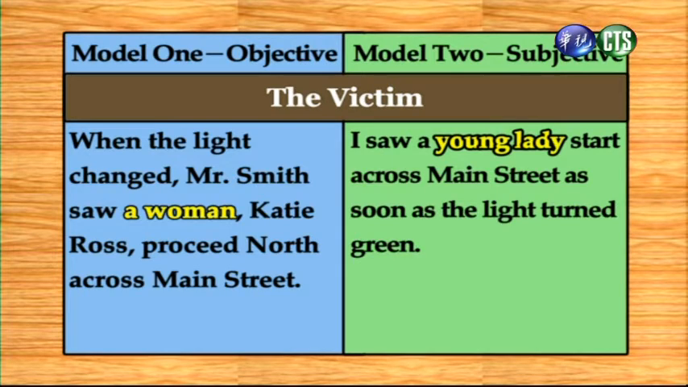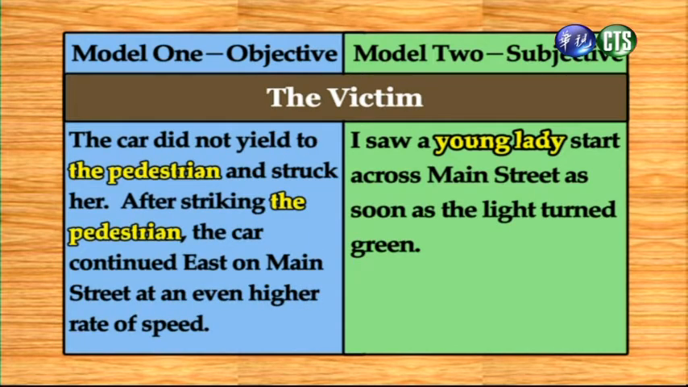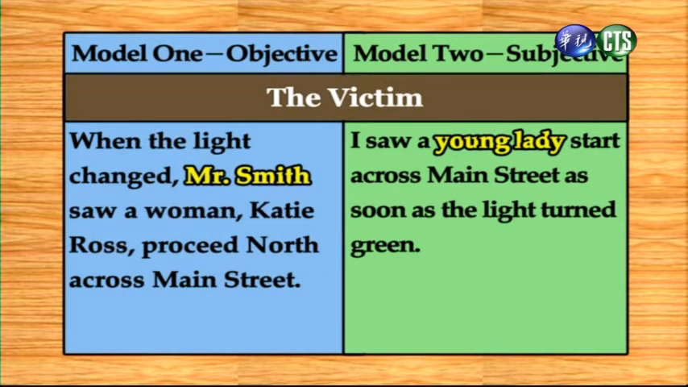It also calls her a pedestrian in the same passage, a neutral way of referring to her. And then one other thing about the objective version, it talks about the witness also, and it gives his specific name, which is Mr. Smith. Now let's take a look at the right side, and we have the subjective version of this essay.